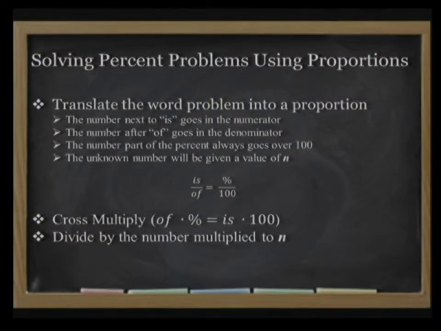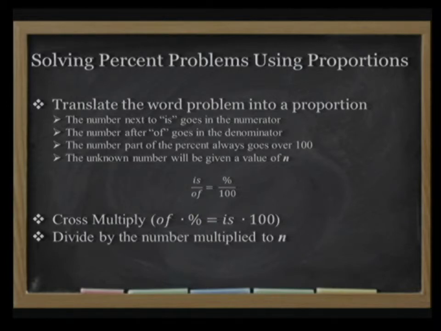Now we're going to look at solving percent problems using proportions. The things that we have to remember is that we have to translate the word problem into a proportion. This time, the number next to the word is goes in the numerator. The number after of goes in the denominator. The number part of the percent will always go over 100, and the unknown number will be given a value of n. So what we'll have is is over of equal percent over 100.